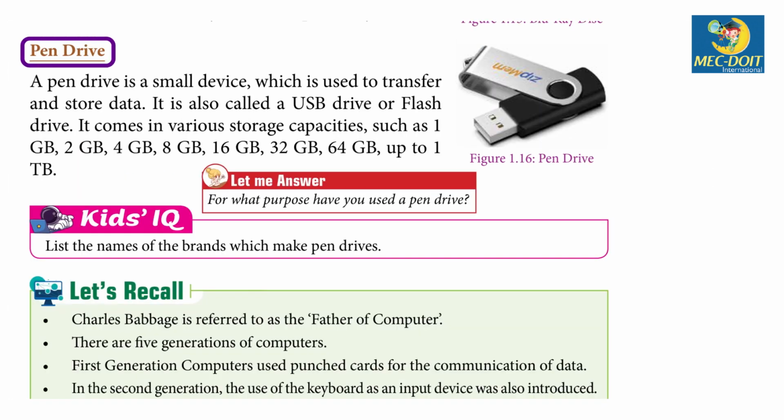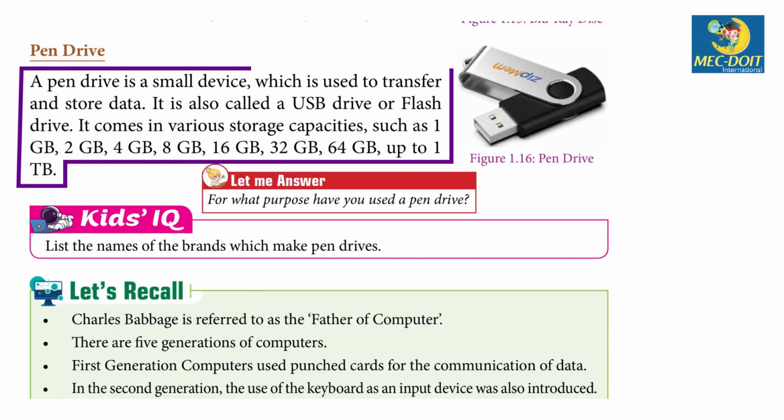Pen drive. A pen drive is a small device which is used to transfer or store data. It is also called a USB drive or flash drive. It comes in various storage capacities such as 1 GB, 2 GB, 4 GB, 8 GB, 16 GB, 32 GB, 64 GB up to 1 TB.